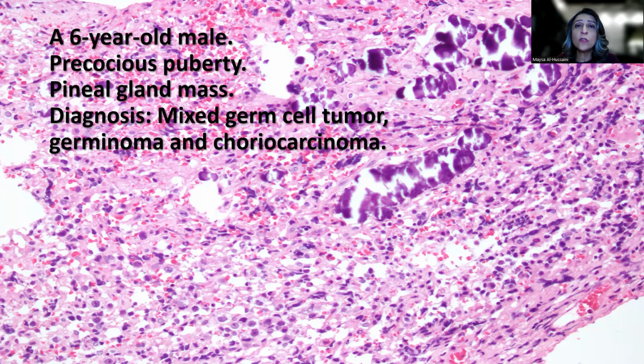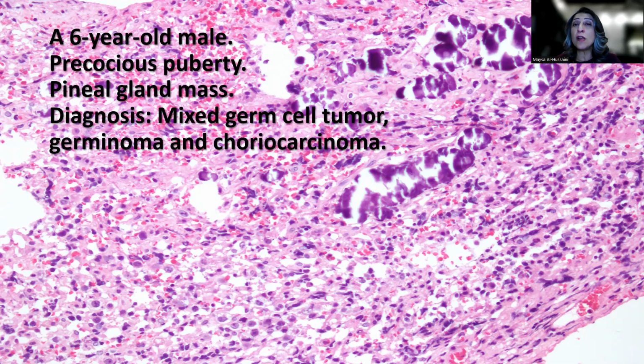So the final diagnosis of this amazing case is mixed germ cell tumor of the pineal gland, composed of germinoma and choriocarcinoma. Remember that whenever a child presents with this unusual presentation of precocious puberty, one area that you should really look for the possibility of a tumor is the central nervous system, including the pituitary as well as the pineal gland region.